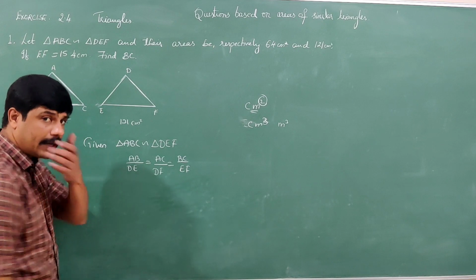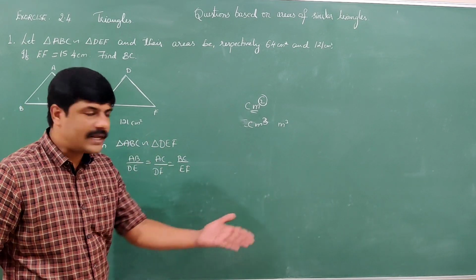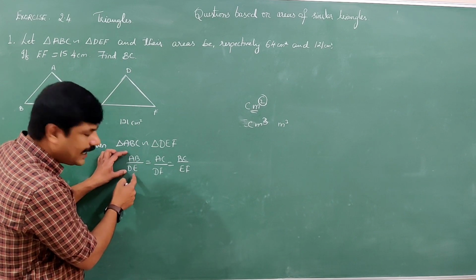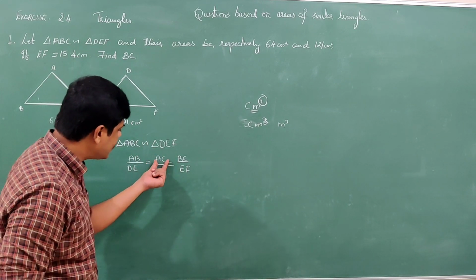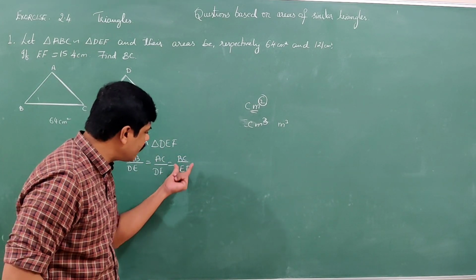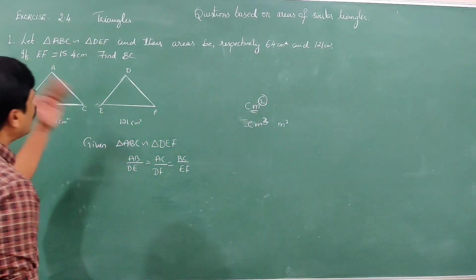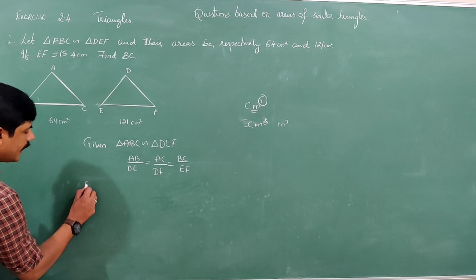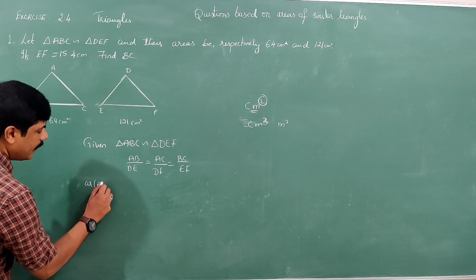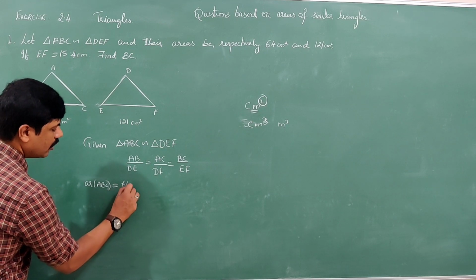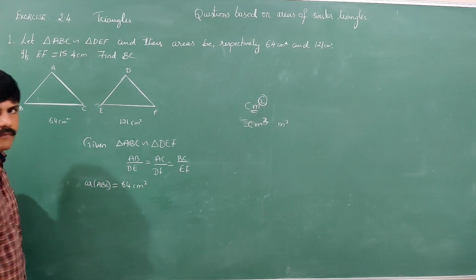You can use whatever you want according to your convenience and according to the requirement. AB by DE you can take, or AC by DF, or BC by EF, whichever is convenient. Understand? Now what else is given? Area of ABC. What is area of ABC? It is 64 centimeters square.